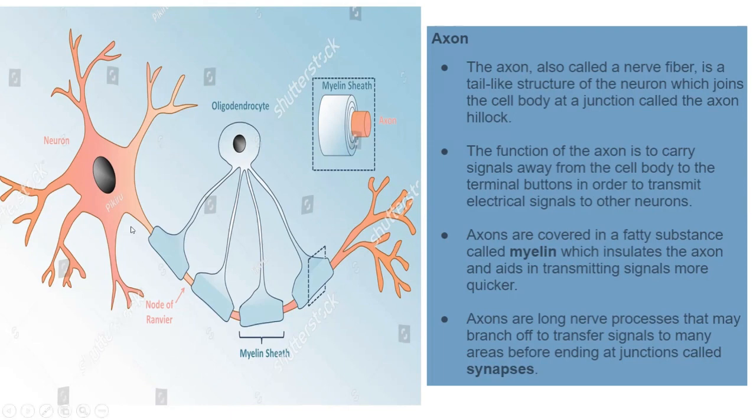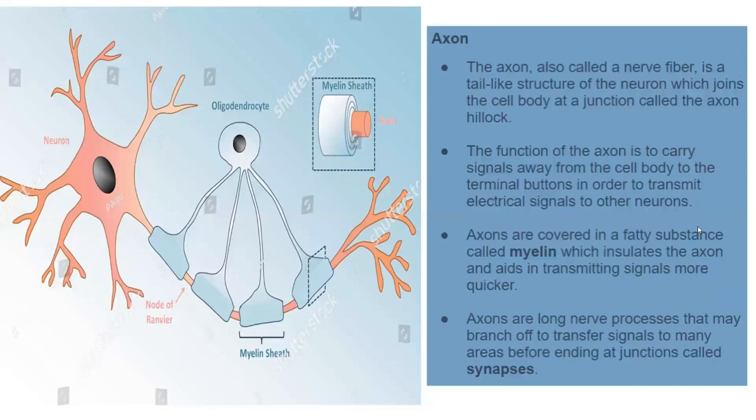I hope this is clear. Okay. Just a minute. So the blue part you are seeing here is myelin sheath. Okay, so this is the myelin sheath and the pink part is axon. The whole pink part is axon and this blue part surrounding is myelin sheath. Myelin sheath insulates the axon and aids in transmitting signals more quickly. And axon basically carries signals away from the cell body to terminal buttons. I hope the function is clear to you.